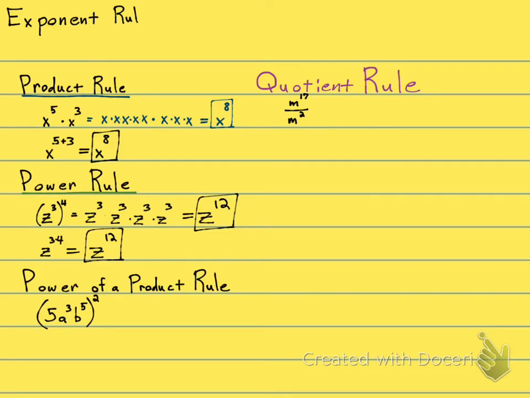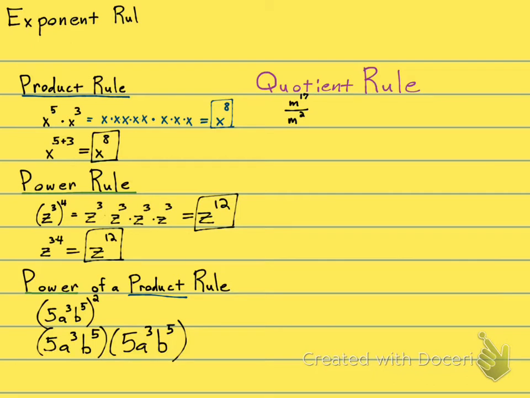Okay, it brings us down to this rule down here, the power of a product rule. And you can see that we have a product inside, right? These things are multiplied, and they are taken to a certain power. So the longer way to do this, which is the way that I prefer, is going to be to write this out twice. 5a to the third, b to the fifth, times 5a to the third, b to the fifth. Okay, so I wrote it out twice.